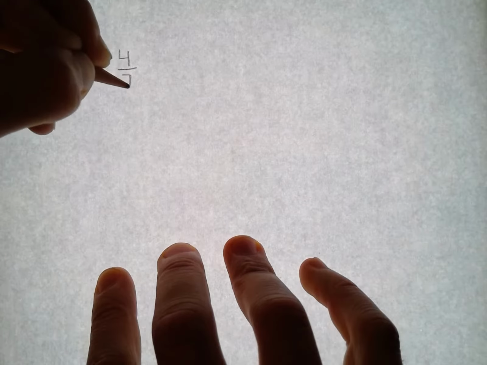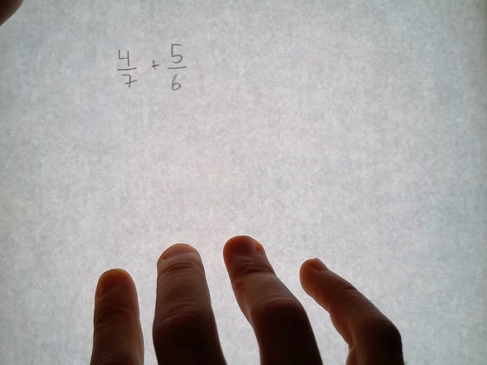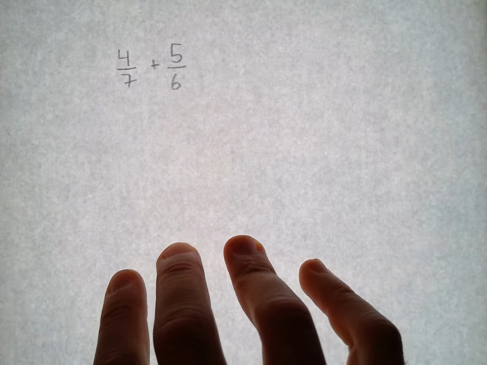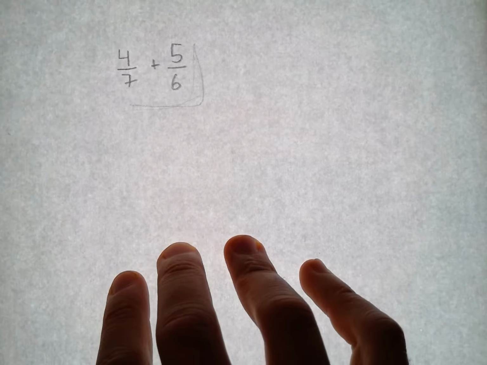All right, here's a cool little trick I want to show you guys. Before we get to the trick, I'm going to start with a question that I want us to be able to solve at the end. 4 over 7 plus 5 over 6. And before we get to solving that, I want to talk about a couple things. So we'll leave that till later.